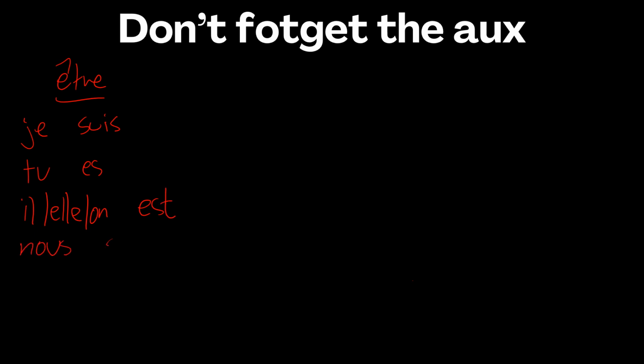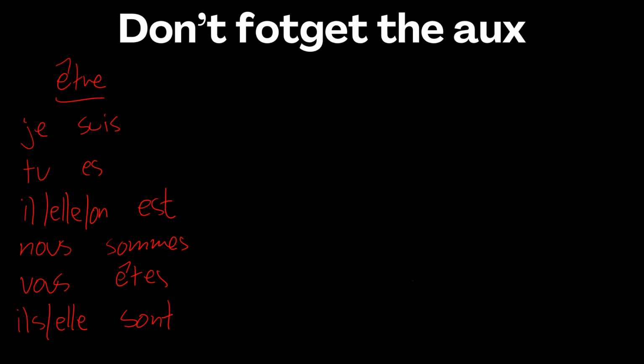You have être. You need to know that the present tense of the verb être goes like this. Je suis, tu es, il, elle, on est, nous sommes, vous êtes, and ils, elles sont. Okay? If you know that, you already know the verb être, which is fantastic, which means that whenever you decide to use the verb être as your auxiliary verb, you've already got 50% of it. You just need to figure out the auxiliary part.